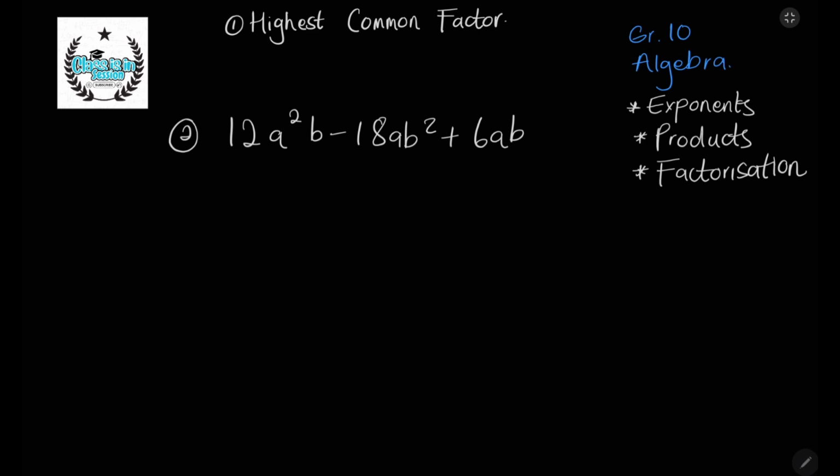The highest common factor of 12, 18, and 6 is 6. If you want to be certain, if you want me to list all the factors, I can do so. 12 divided by 1 doesn't leave a remainder. 12 divided by 2 doesn't leave a remainder. 12 divided by 3 doesn't leave a remainder. 12 divided by 4 doesn't leave a remainder. 12 divided by 5 leaves a remainder. 12 divided by 6 doesn't leave a remainder. 12 divided by 7, 8, 9, 10, 11 leaves a remainder.